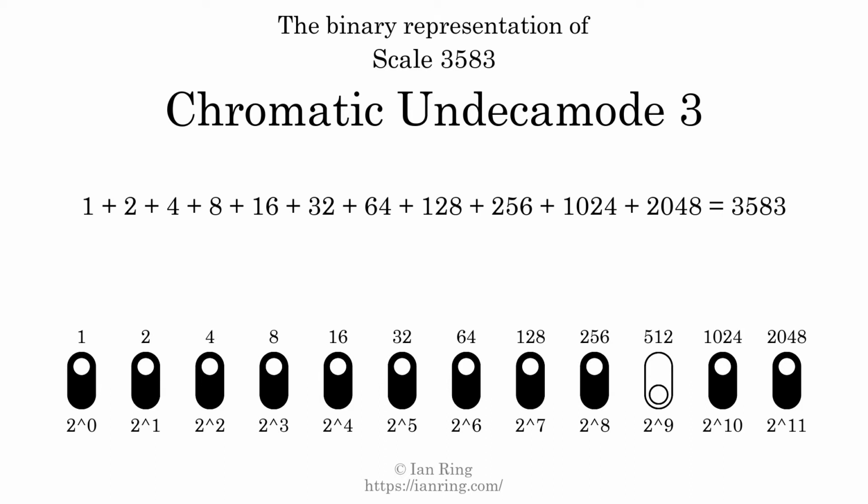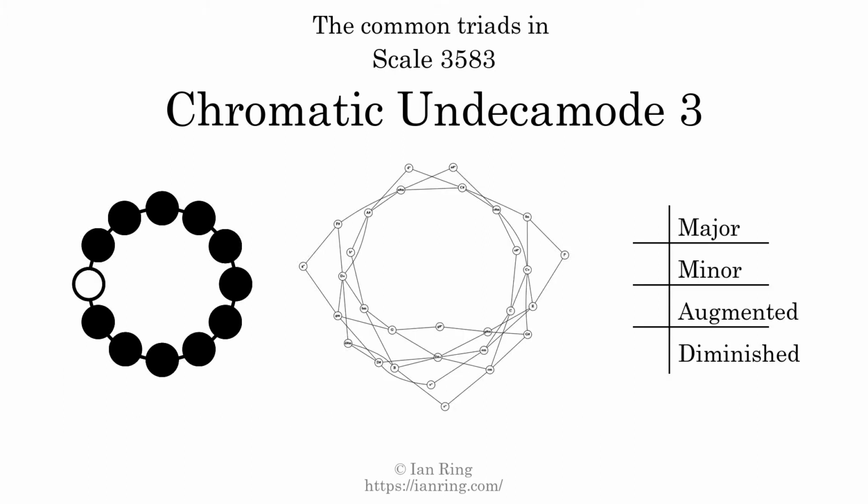3583. The scale number not only enumerates the scale with a unique index, but it also literally describes the tonal content of the scale. Represented as a binary number in base 2, the scale number is 11011111111. Here are the common triads present in this scale.